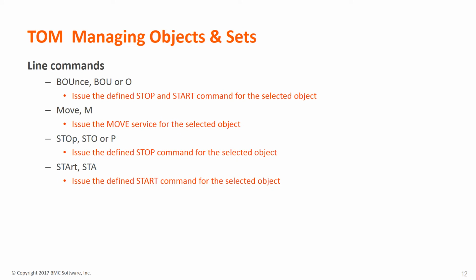There's a bounce command, which can be used as BOU or abbreviated O, and what that does is it issues a stop and then a start for the selected object. There's a move or M command that allows you to move an object between LPARs that are defined to TOM. There's a stop command or P to stop an object. And of course, there's a start command or STA to start an object.